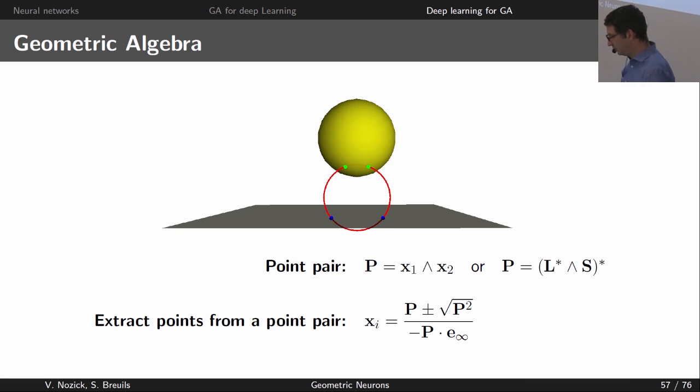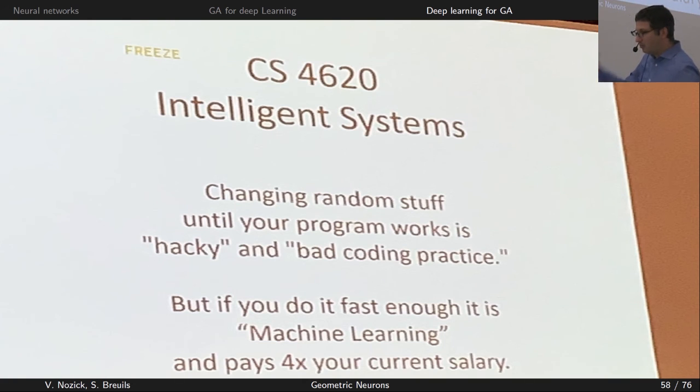So just refer to this. And the question was, can we retrieve this solution easily or not? If you don't have any idea about how it works, can you do this? Before I wanted to do this, I just thought about that sentence: doing random stuff until your program works is hacky and bad coding practice. But if you do it fast enough, it's machine learning and pays 4 times your current salary.